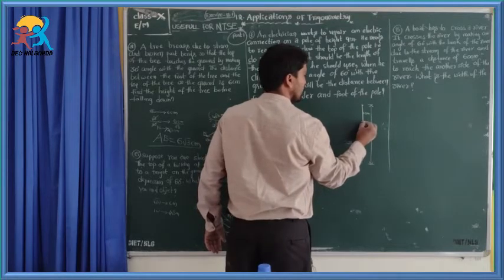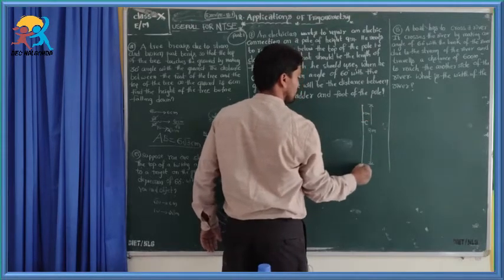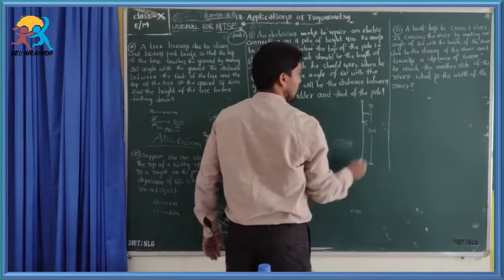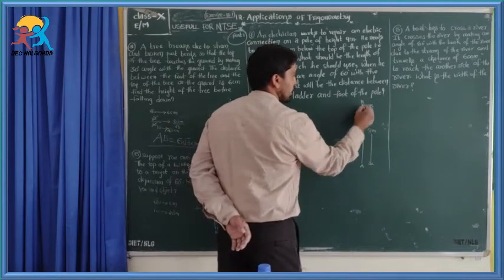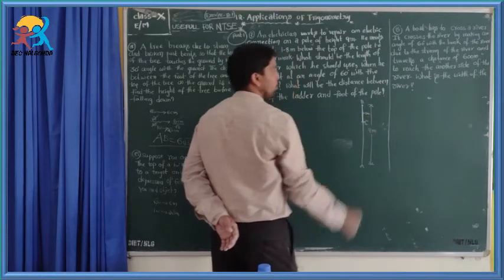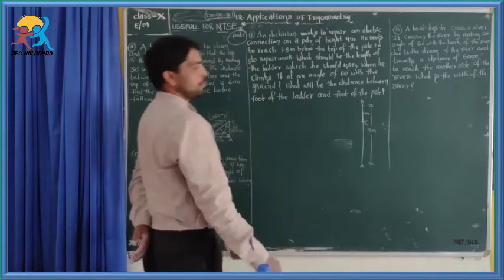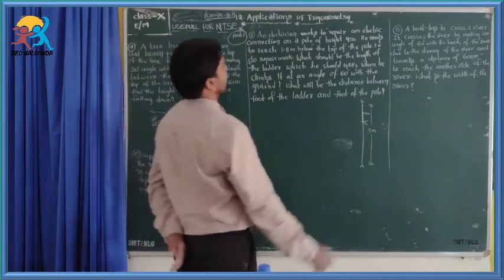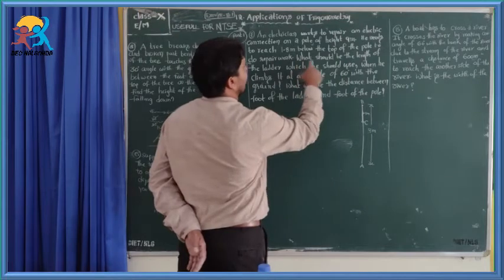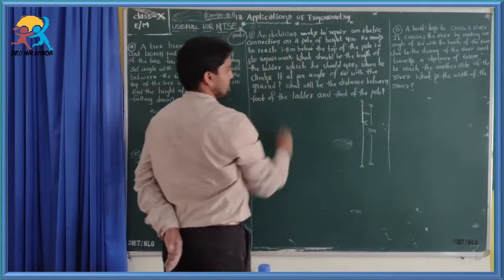So suppose he reaches the point C. The height of the pole is AB. To do the repair work, he reaches 1.8 meters below the top of the pole. To do repair work, what should be the length of the ladder?